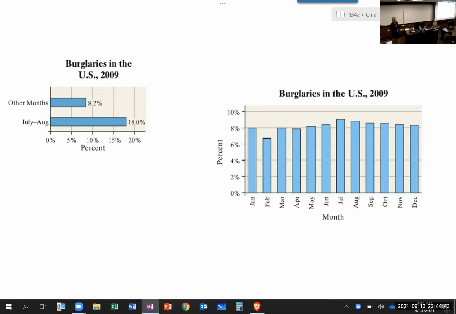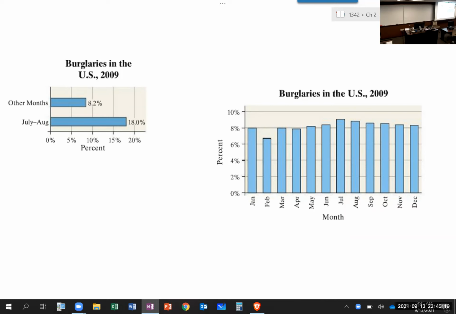comparatively to the others. But if you want to just know the overall burglary rate for the year 2009, you need to look at all the months and compare them to each other, right? So if we're looking here at just the bar graph with each individual month shown, I can still see that July and August are the highest months for burglary, but they're not almost twice as high, right? Because isn't that what this leftmost graph is indicating?